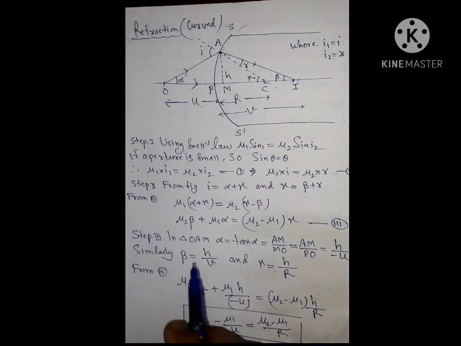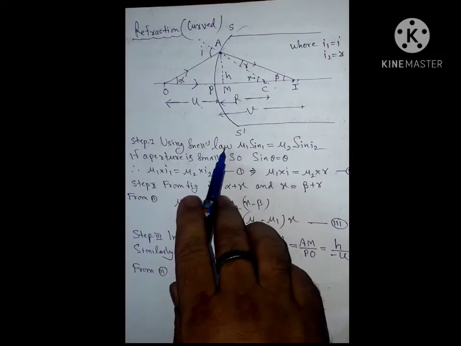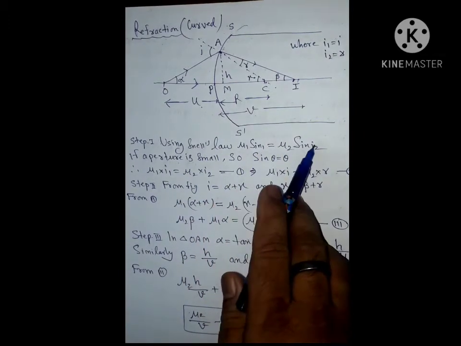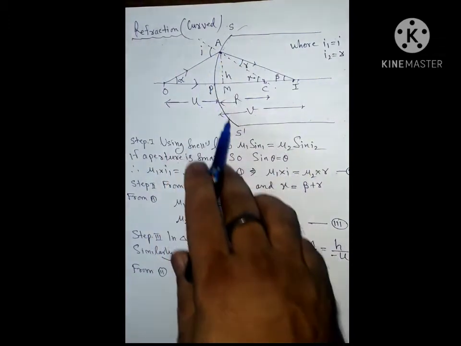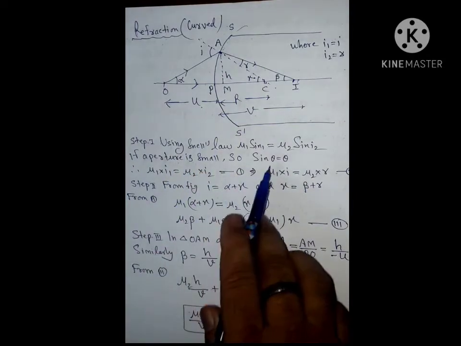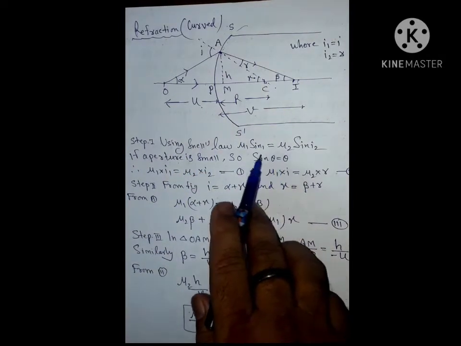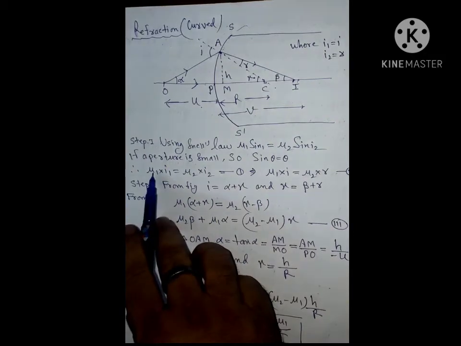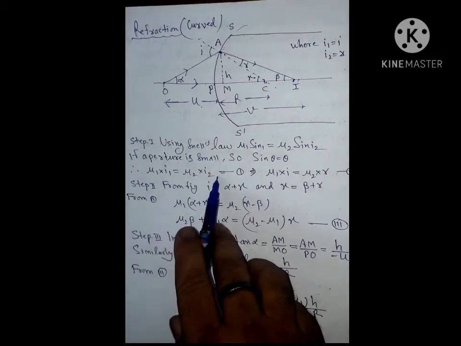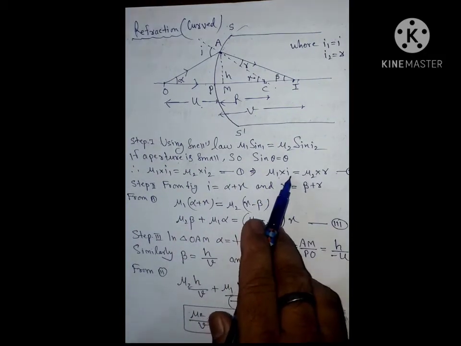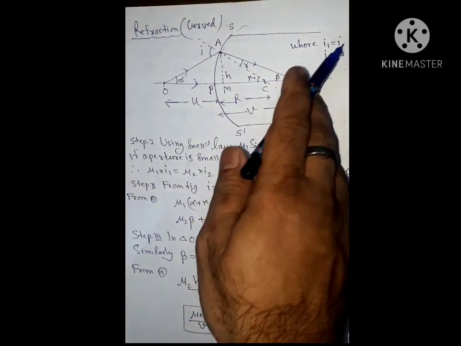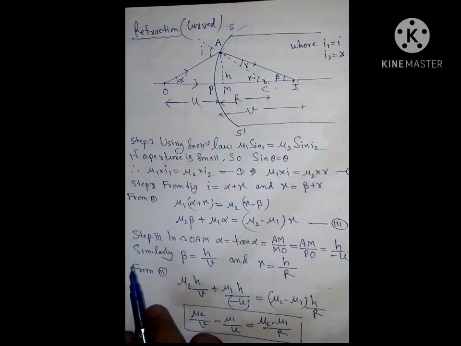Now, step number 1, using Snell's law, mu1 sin I1 is equal to mu2 sin I2. Suppose the aperture is very small, so the angle is very small. So sin theta we can write as theta. So we get mu1 I1 is equal to mu2 I2, that is, mu1 I is equal to mu2 R, because I1 is equal to I and I2 is equal to R.